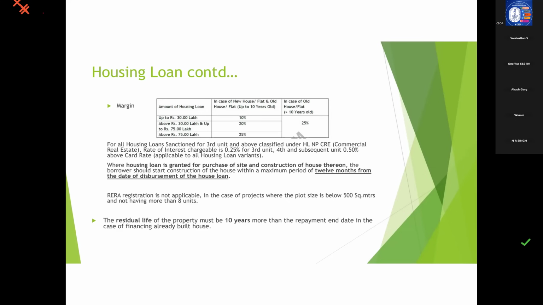There can be a question from this purchase of site and construction: from when should the borrower start construction of the house after the date of first disbursement? It is 12 months. Suppose we have given a loan for purchase of site and construction, and we have done the first disbursement today for site purchase, and he has purchased the land. Then he has to start construction within the next year. He only has to start construction, not complete it. Starting of construction should be done within a maximum of 12 months from the date of disbursement of the housing loan. So that is one important question there.